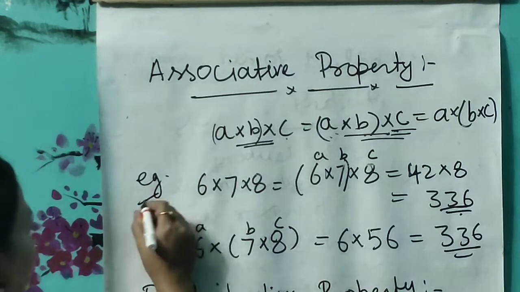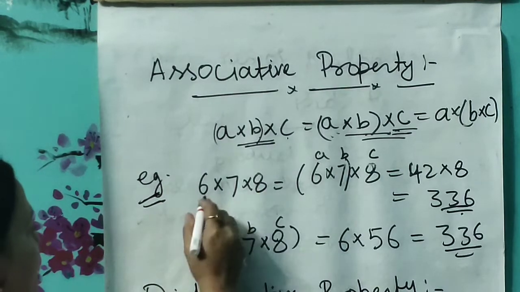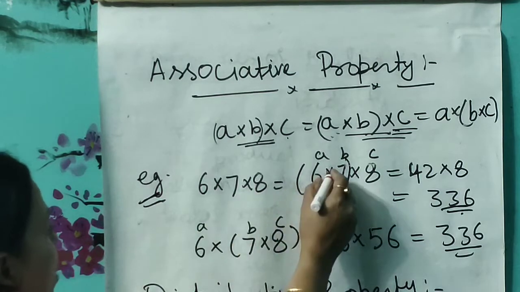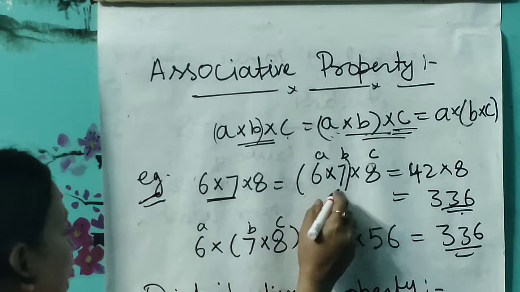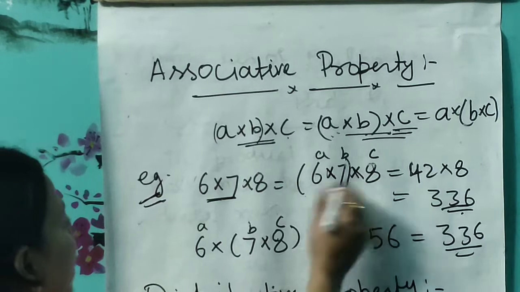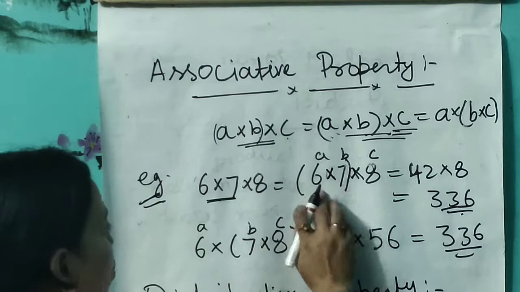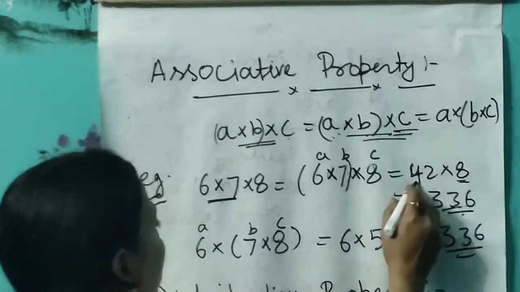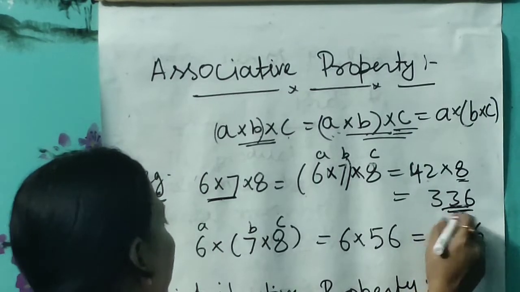Now let us do an example of that. There are three numbers, 6, 7 and 8. 6 into 7 into 8, three whole numbers. Using the associative property, we first take these two numbers together, 6 into 7, with 8 written outside the bracket. First we multiply the bracket, 6 into 7, which is 42, and then with the third number, 42 into 8. 42 into 8 comes to 336.